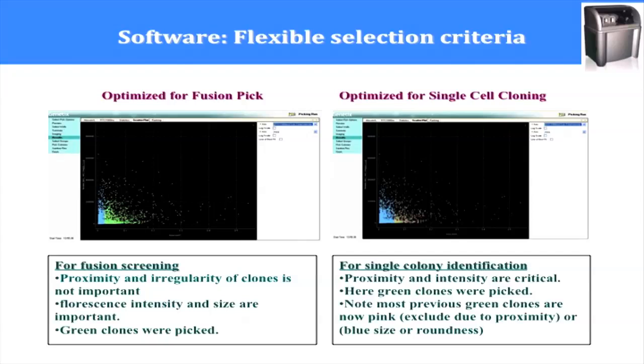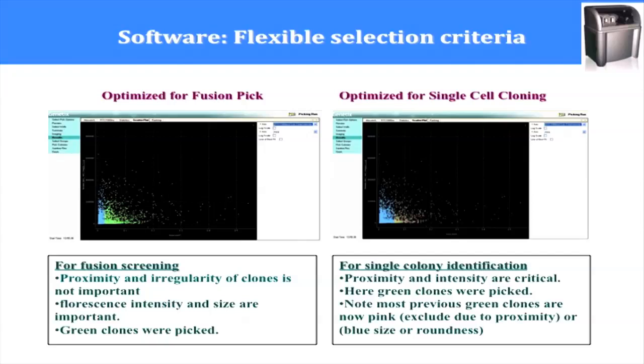Now, the same population of cells, but this one is optimized for cloning. For cloning, proximity is a big factor for us because we want the cell to be clonal. We don't want the cells to be close to a bunch of others, so that we don't pick 2 or 3 cells at one time. We really want the cell that's by itself in the center, a little bit away from everybody else. And also, of course, secreting a reasonable amount of antibody.